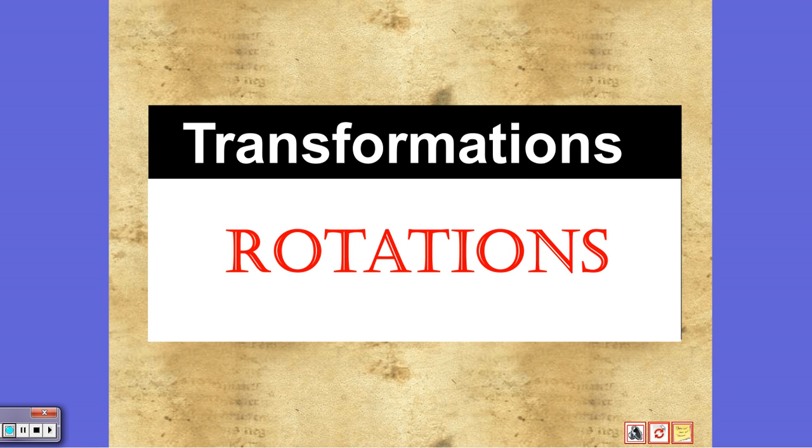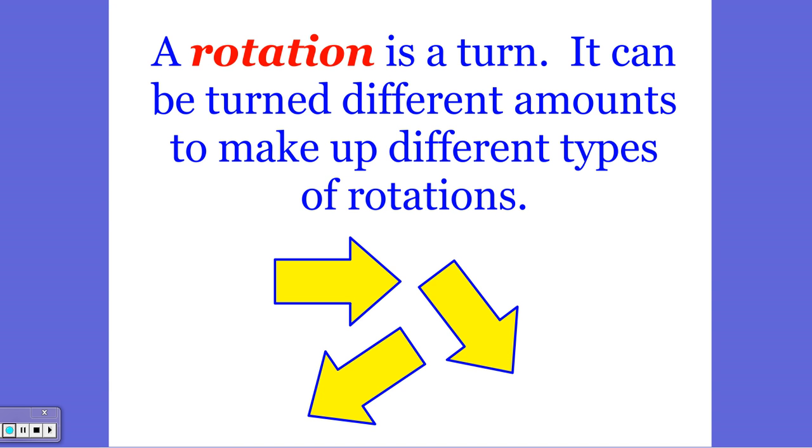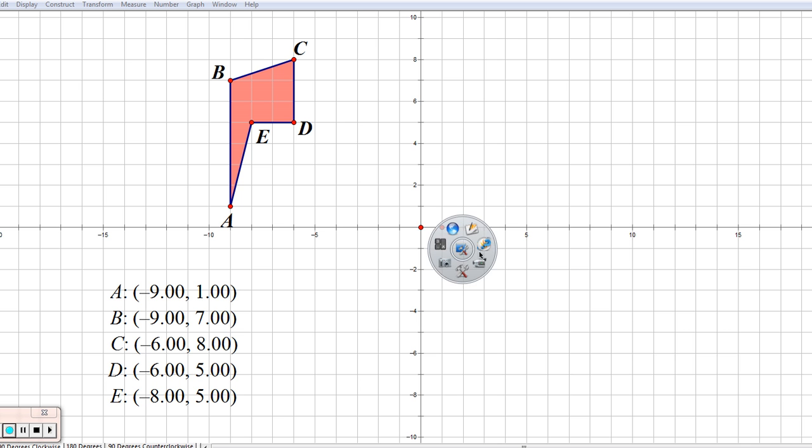Okay, now let's talk about rotations. It's the third of our transformations series, so make sure you have your notebooks out. There's going to be some notes to take. A rotation this time, instead of being a slide or a flip, is a turn. It can be turned different amounts or different degrees to make up different types of rotations. So let's see what a rotation looks like.